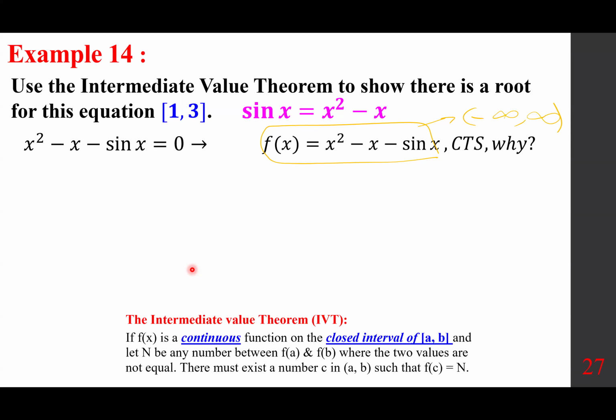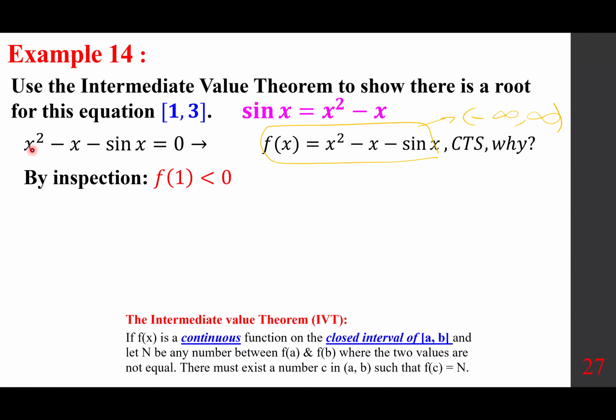All right, so let's look at a way to come up with f of 1 and f of 3, and it's done by inspection. So if I plug in one of the endpoints, it's less than 0. Why is that? Let's find out.